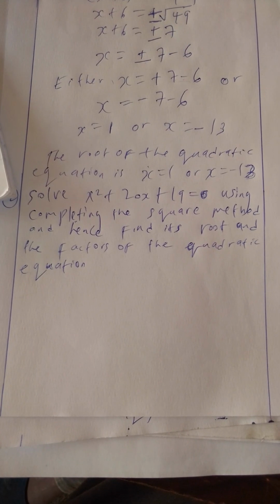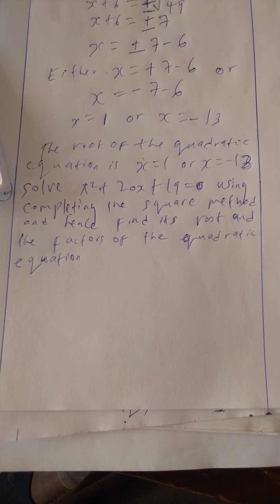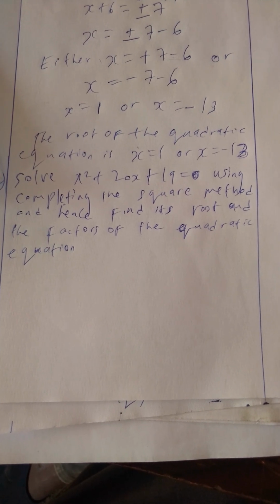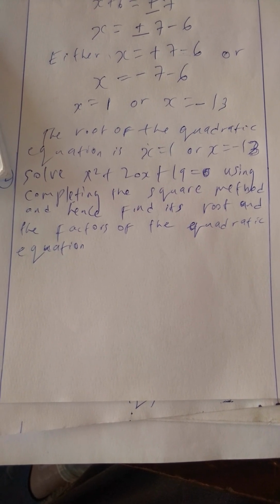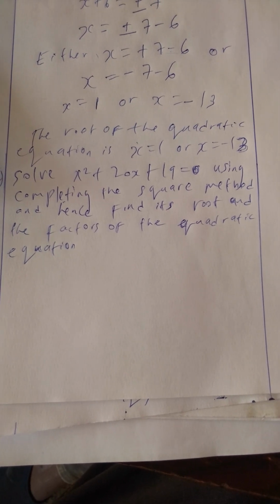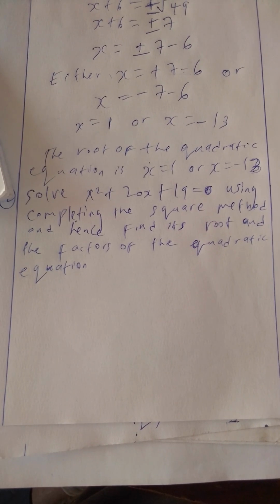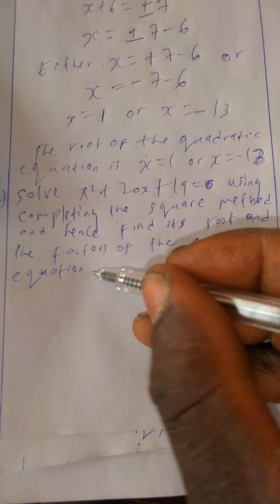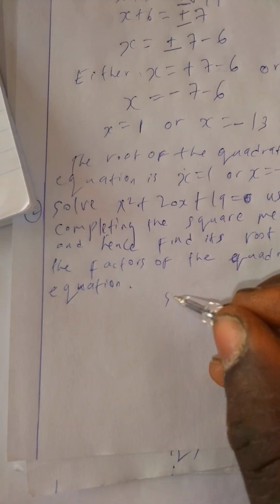So let's consider the second question. It says solve x squared plus 20x plus 19 equals 0 using the completing the square method, and hence find its roots and the factors of the quadratic equation. Now, solution.